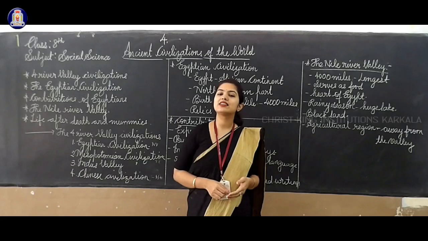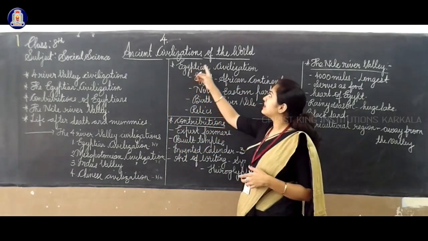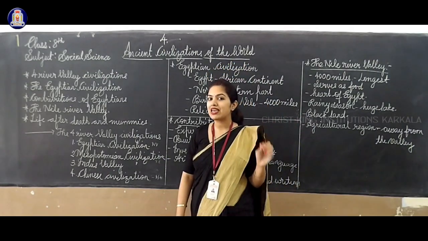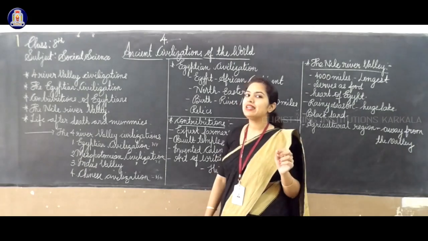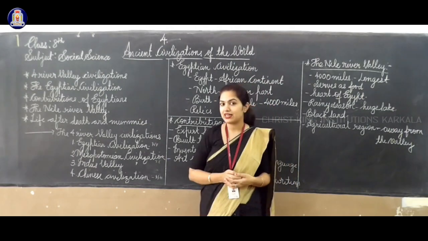Students, today let's start with the fourth chapter of social science, that is ancient civilizations of the world. In the previous class we have learned about the ancient civilizations of India. So in the previous class I told you what is the meaning of civilization, right?